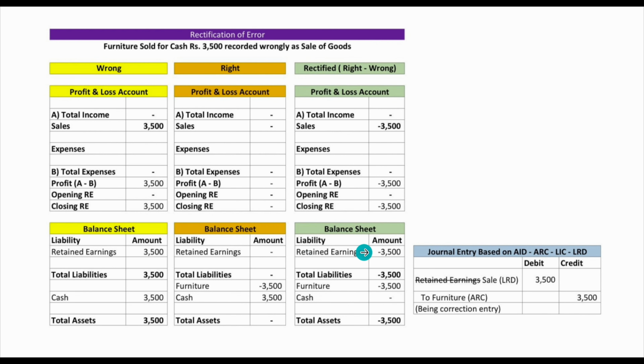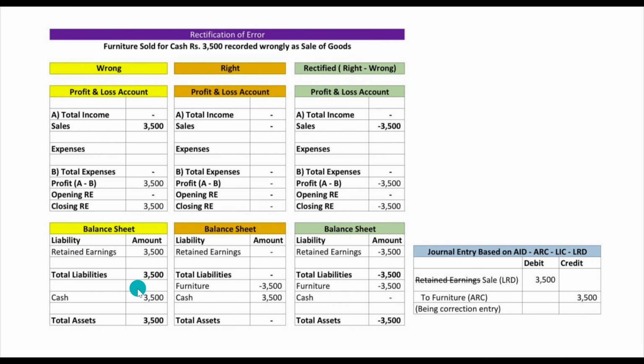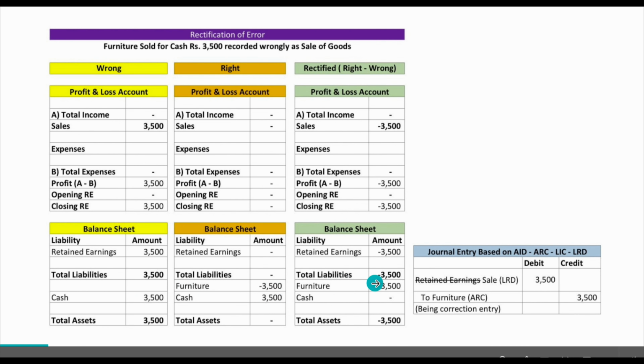So we will carry this minus 3500 here on the balance sheet liability side. So total liabilities is minus 3500. Furniture is also minus 3500, that is right minus wrong. So minus 3500 minus 0 here on the balance sheet asset side of wrong table. So minus 3500 minus 0 is minus 3500. Cash is 0, that is 3500 minus 3500. So it is 0. So total liability is minus 3500, total assets is minus 3500 and thus our balance sheet tallies.